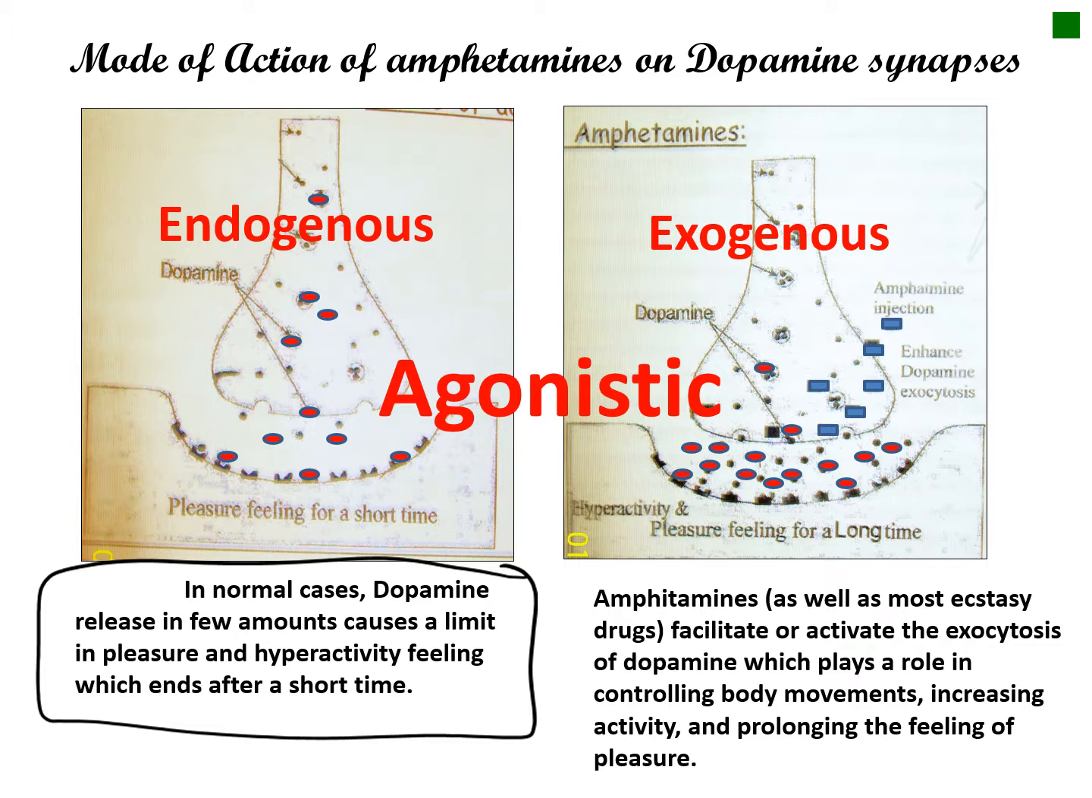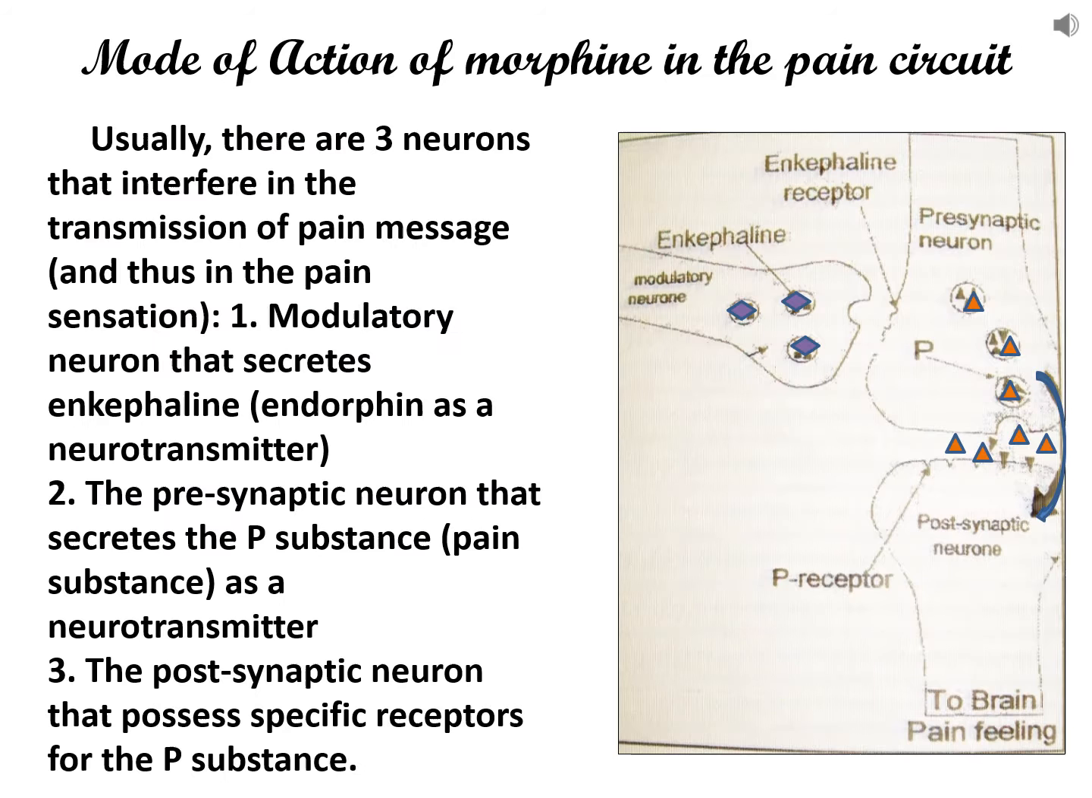In normal cases, dopamine is released in a small amount, which causes a limited feeling of pleasure and hyperactivity, which ends after a short time. Amphetamine, as well as most ecstasy substances or drugs, facilitate or activate the exocytosis of dopamine, which plays a role in controlling body movement, increasing activity, and prolonging the feeling of pleasure. So dopamine is endogenous, amphetamine is exogenous, and both of them have a function. This function is called agonistic. They facilitate its function.